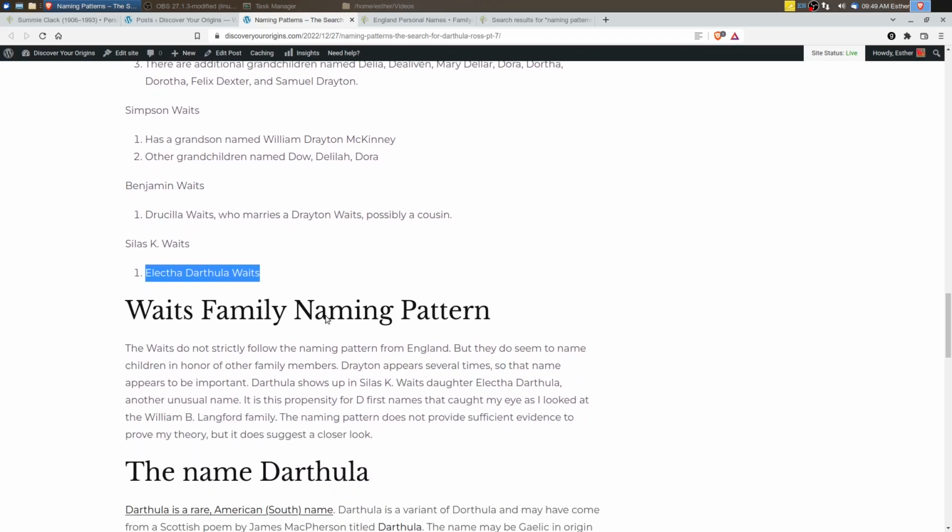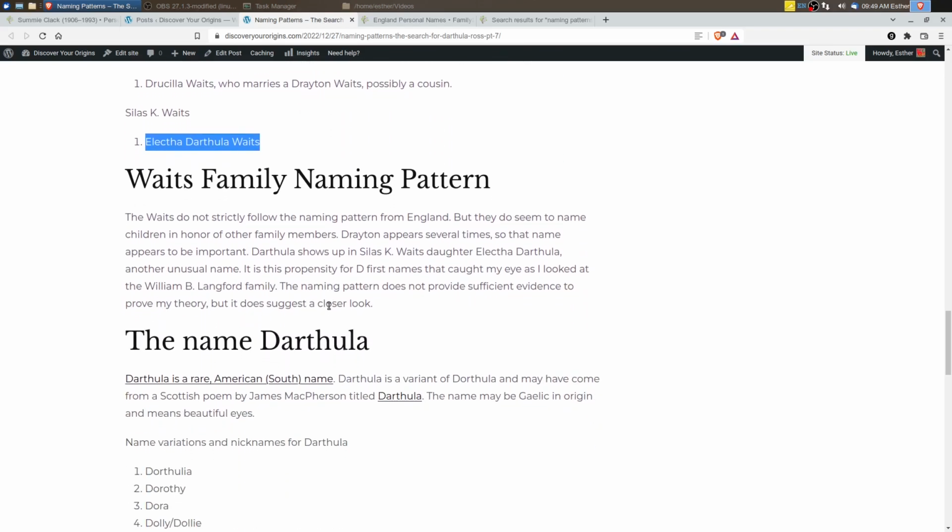So, your family may or may not follow a particular naming pattern, or they may follow it but have exceptions. So the Waite family does not strictly follow the naming pattern from England, but they do seem to name children in honor of other family members. Drayton appears several times, so that name appears to be important. And Darthula shows up only once, but it is another unusual name.